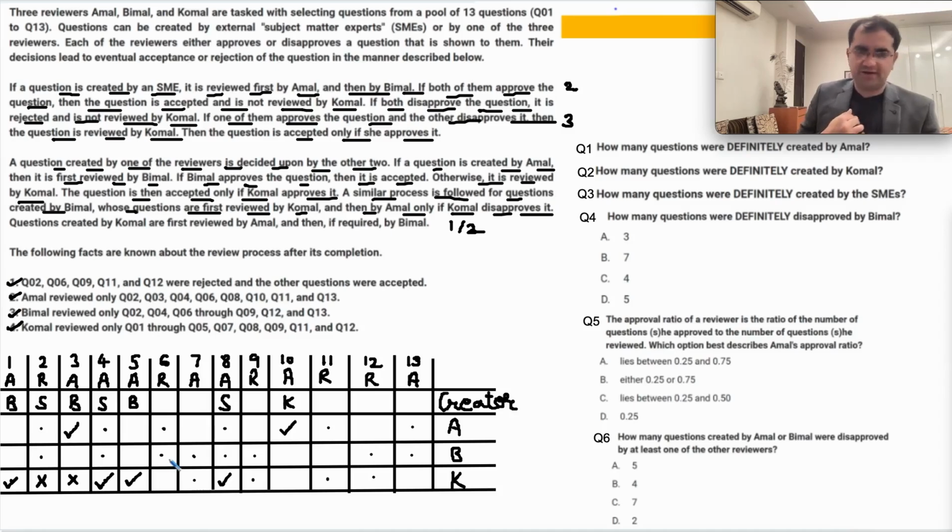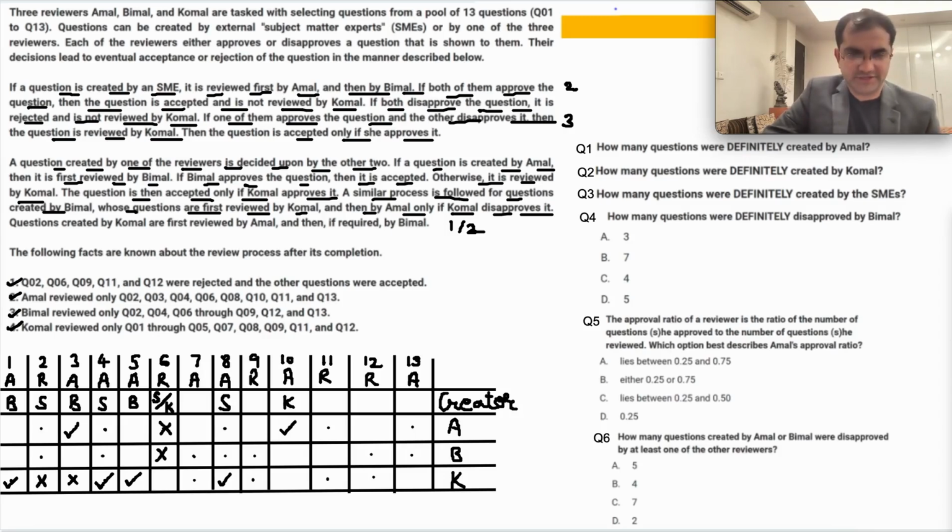Understood? There are 2 dots over here. So it might be the SME, the subject matter expert, and in that case both of them rejected it, so the paper got rejected. Okay. And K made the paper, it went to A, rejected, it went to B, also rejected, and that is why the question got rejected.